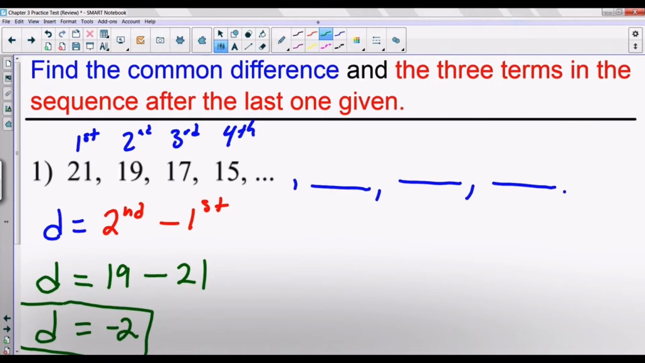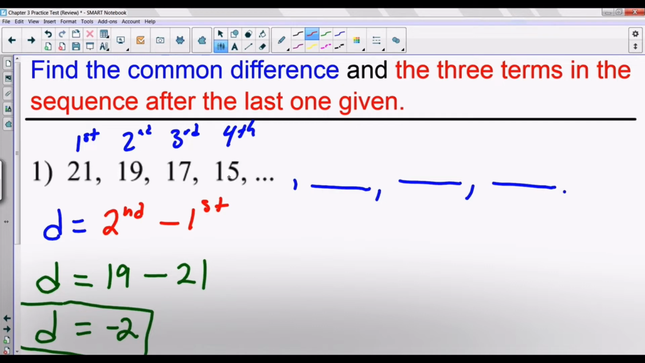In red, we were asked to find the next 3 terms of the sequence. So what we have to do is check that the pattern works. We know the pattern is -2. That's what we came up with. So let's see if it works. 21 minus 2, does it give us 19? Yes. 19 minus 2, 17. Great. 17 minus 2, 15. Awesome. We're doing good so far.